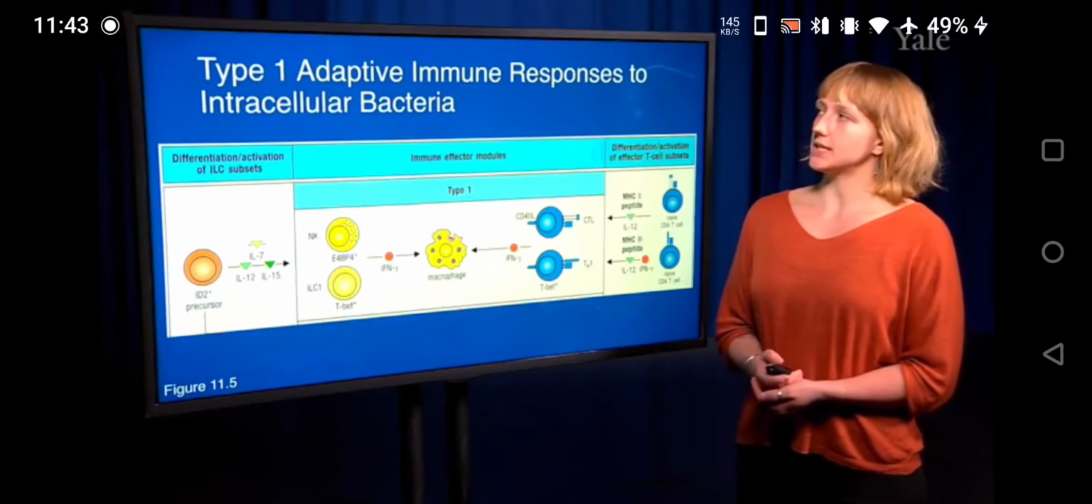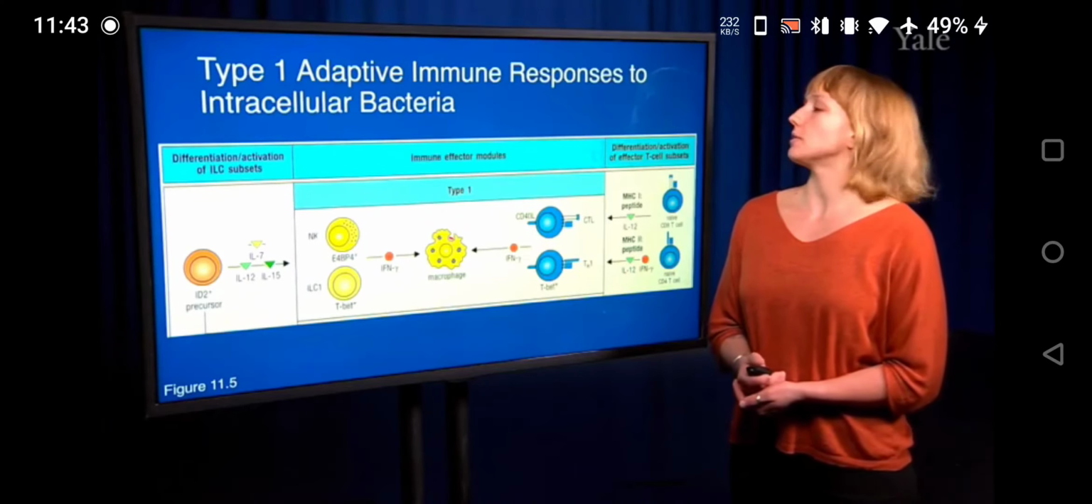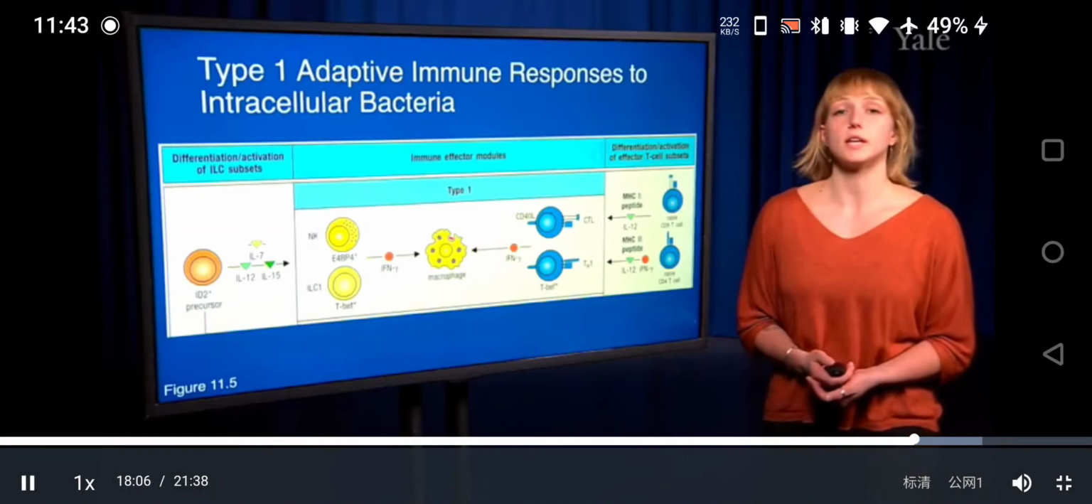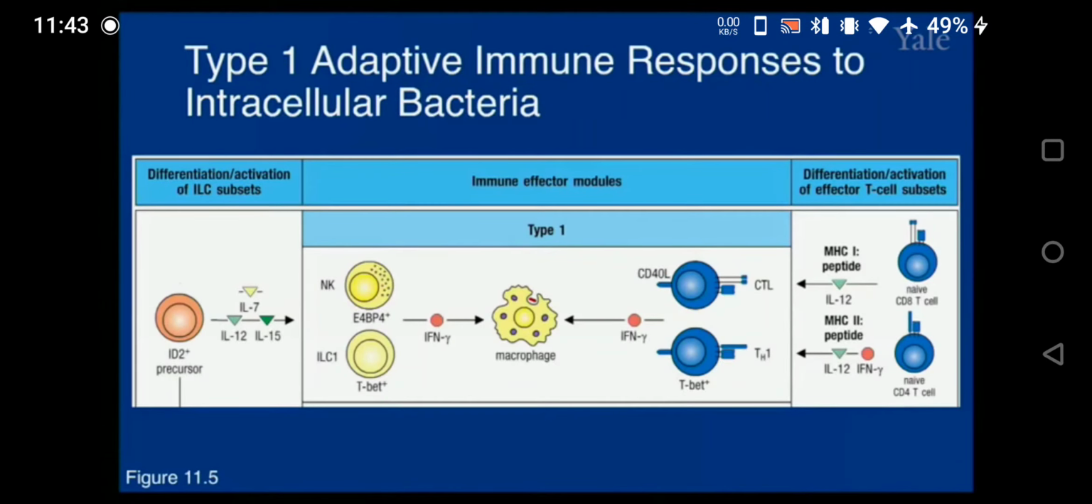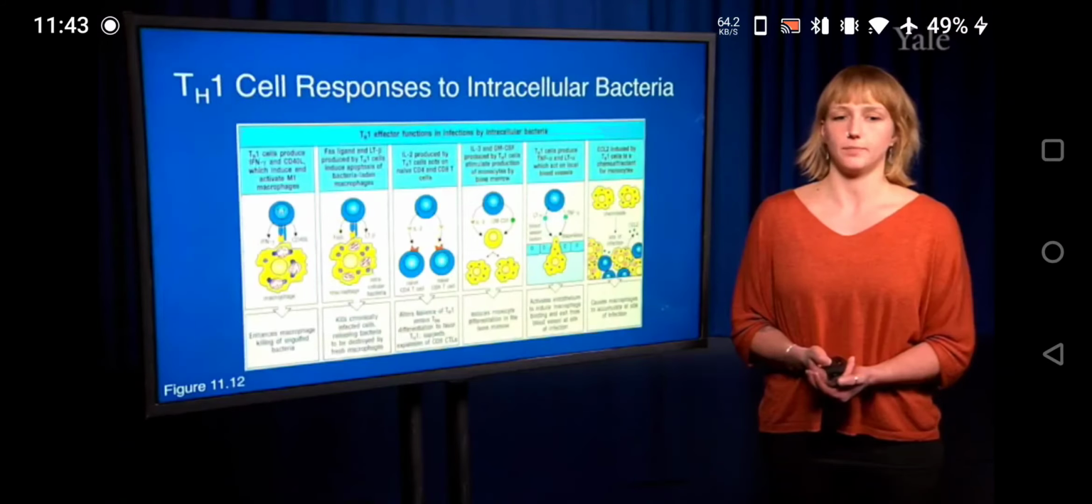So type 1 adaptive immune responses to intracellular bacteria depend on both CD8 cells, which recognize MHC class 1 peptide complexes, and CD4 T cells, which recognize peptides that are presented on MHC class 2 molecules of antigen-presenting cells. Both of these are very critical in fighting intracellular bacteria.